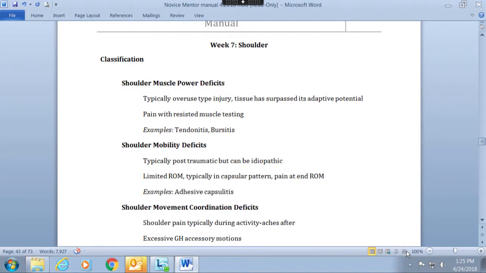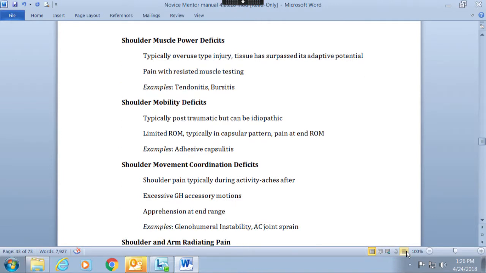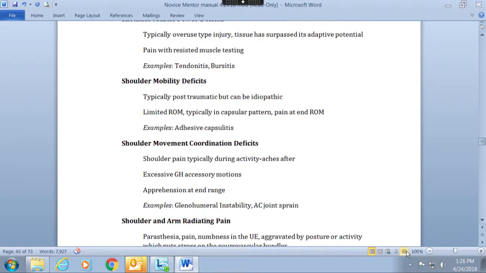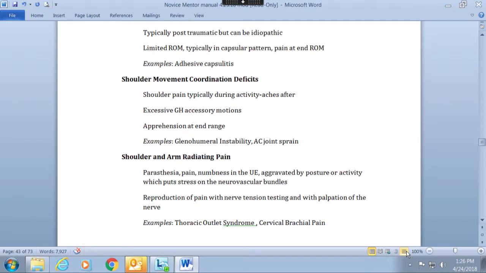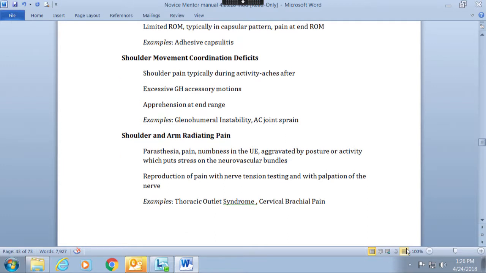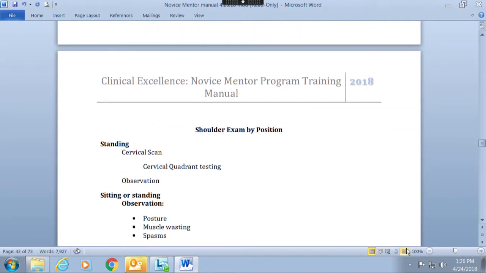Okay, week number 7, shoulder. Classifications is the first part. You're going to look at shoulder classifications and broke it down into muscle power deficits, typically your tendinitis, bursitis; shoulder mobility, which is more of your mobility problems, adhesive capsulitis, etc.; shoulder movement coordination issues, which is more like instability or AC joint sprain; and shoulder and arm radiating pain, which is like your thoracic outlet or your cervical brachial pain.